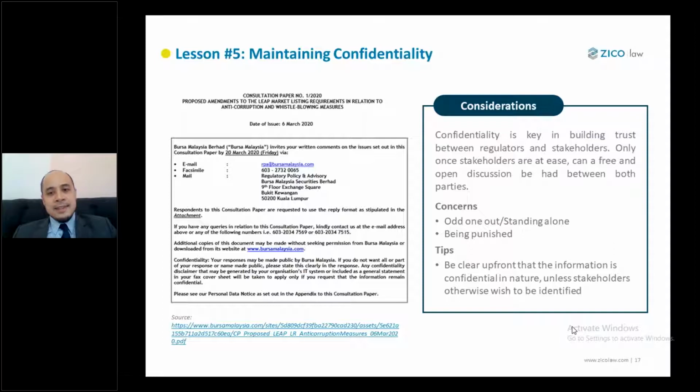As you can see, it says here that your response may be made public, and if you do not prefer, please tell them otherwise. Now, in most cases that I've seen, it's actually drafted the other way. When I say drafted the other way, what I mean is your information will be kept confidential, but if you want us to disclose your information, please let us know. If you want us to identify you, if you want us to cite you, please let us know.